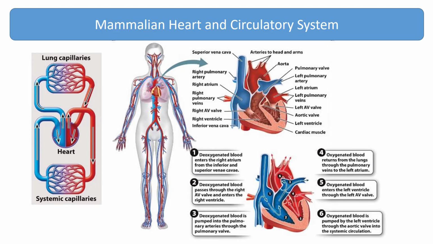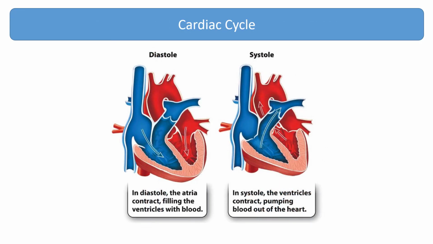As shown in red on the bottom, oxygenated blood returns from the lungs through the pulmonary veins and enters the left atrium. When the left atrium contracts, blood is pumped through the left atrioventricular valve into the left ventricle. Oxygenated blood leaving the left ventricle passes through the aortic valve and then flows to the head and the rest of the body through a large artery called the aorta. The thick muscular walls of the left ventricle eject the blood under high pressure to the rest of the body.